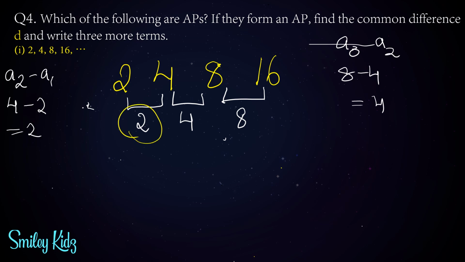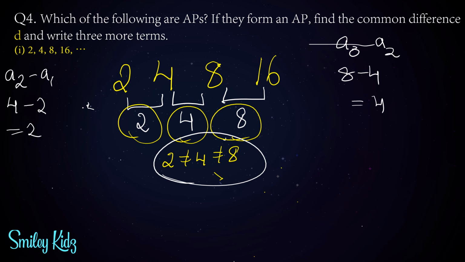Now, in any of the cases, do you find the common difference the same? No, 2 is not equal to 4, not equal to 8. So here the common differences are not the same. So the given sequence, that is 2, 4, 8, 16, does not form an AP. It is not an AP. Alright.